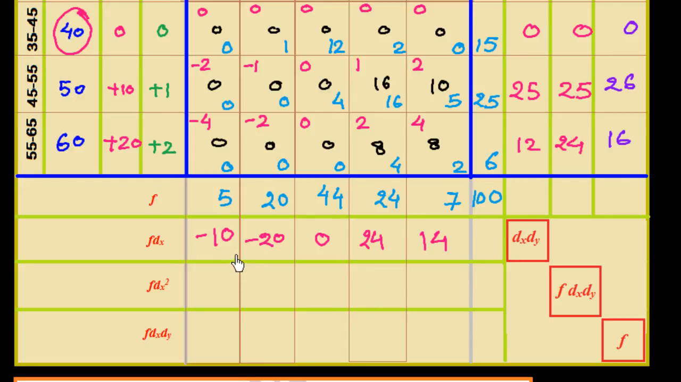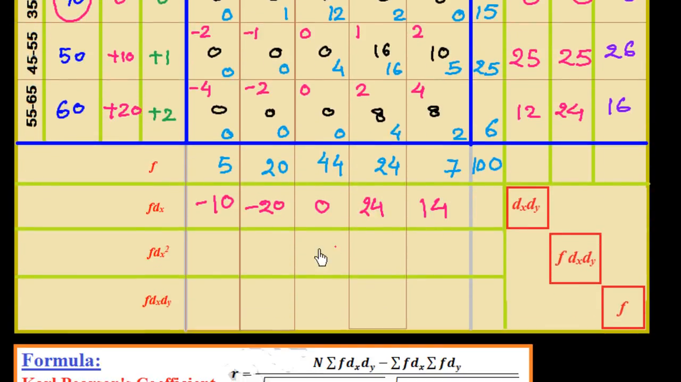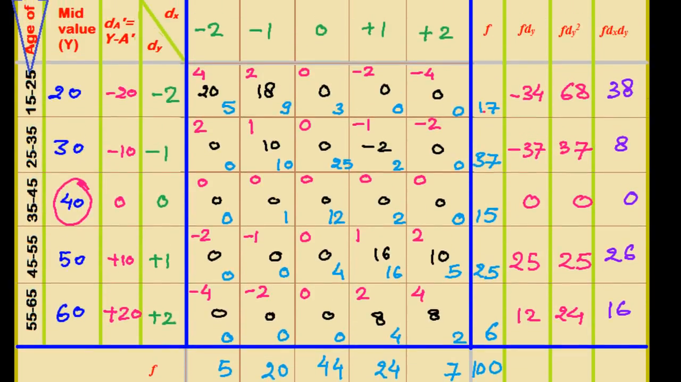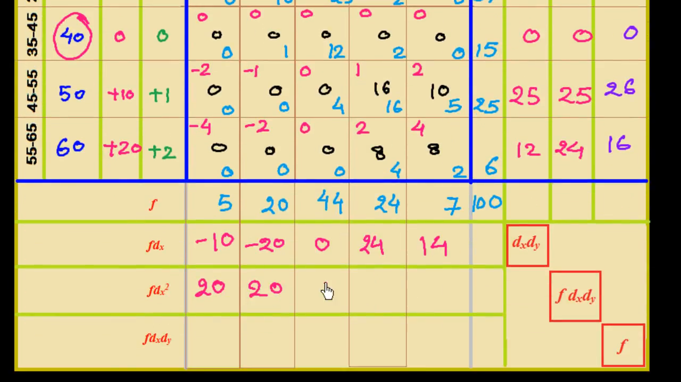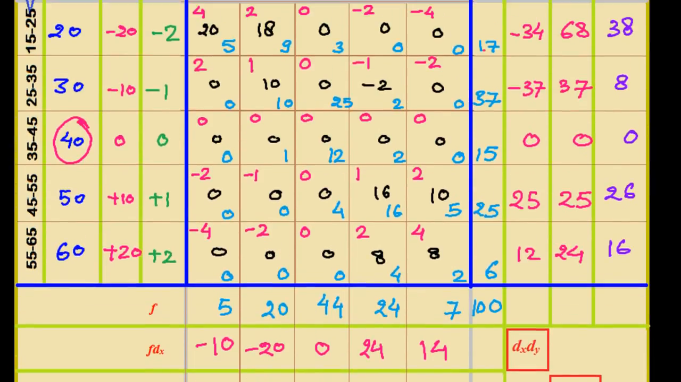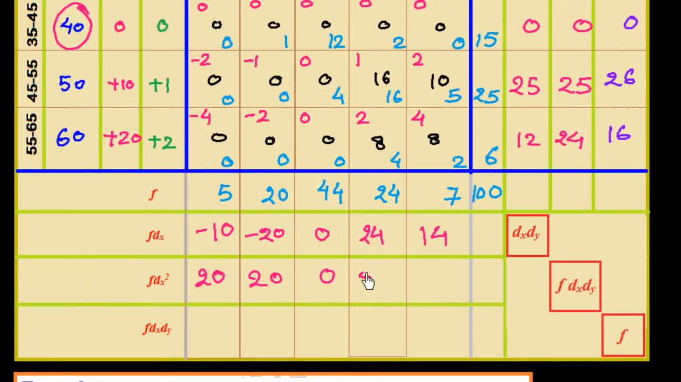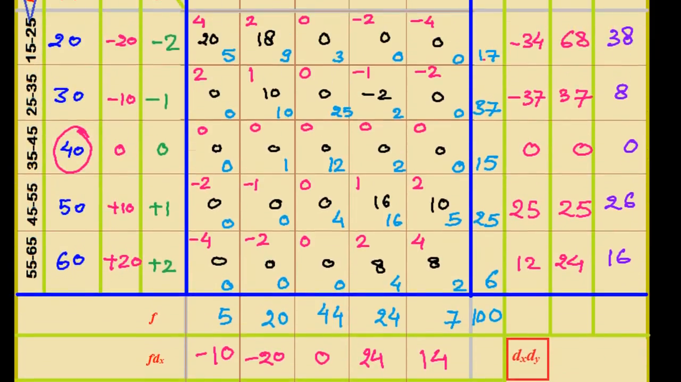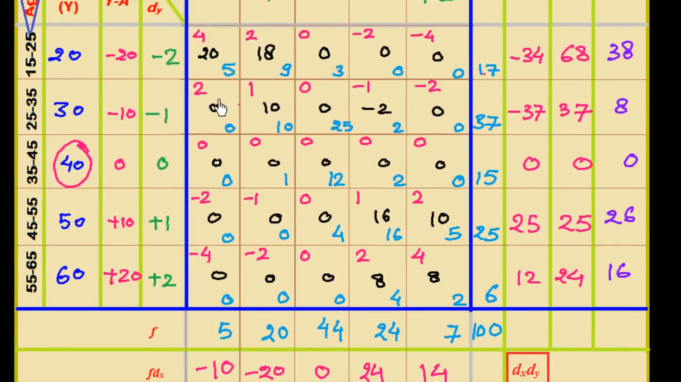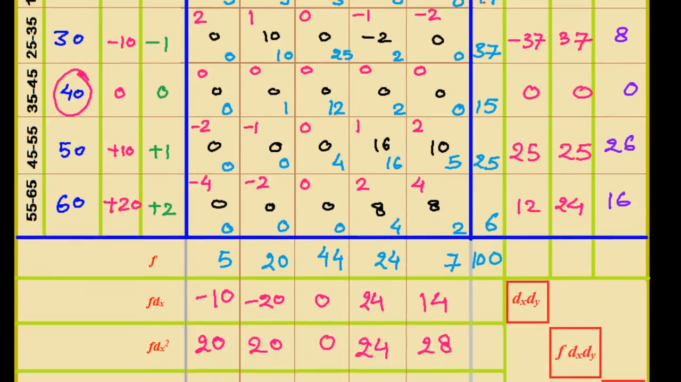Now f dx square, so again we have to multiply f dx with dx. So minus 10 into minus 2, which is 20, and minus 20 into minus 1, which is 20, it is 0, and 24 into 1 is 24, and 14 into 2 is 28. So this we have got. Now f dx dy we have to find out. F dx dy, it is 20 only here. So we write down here 20.